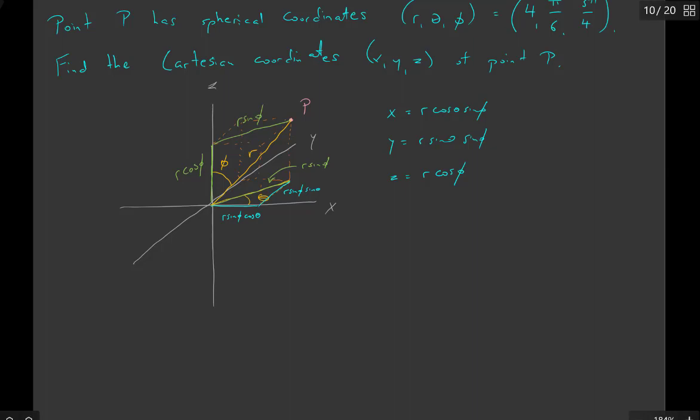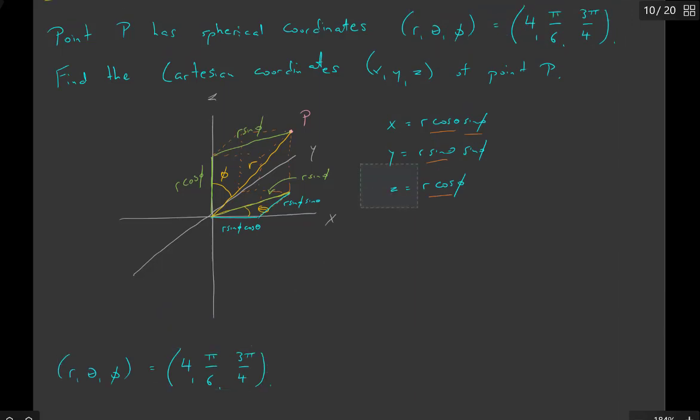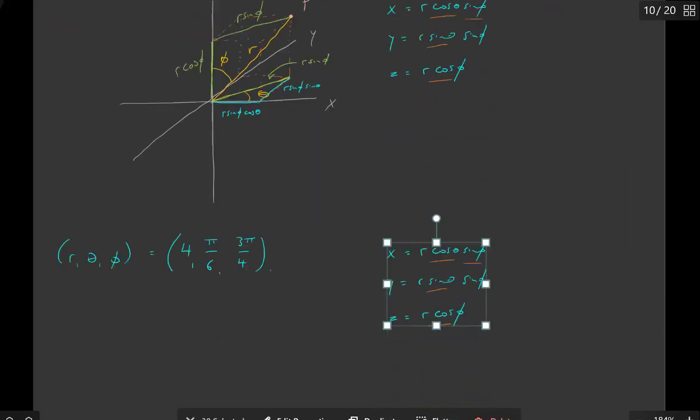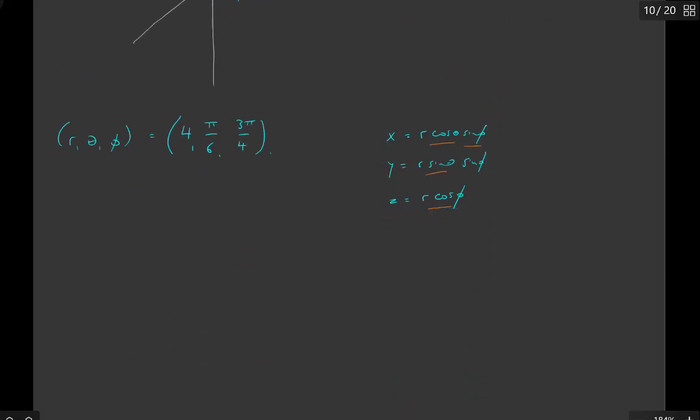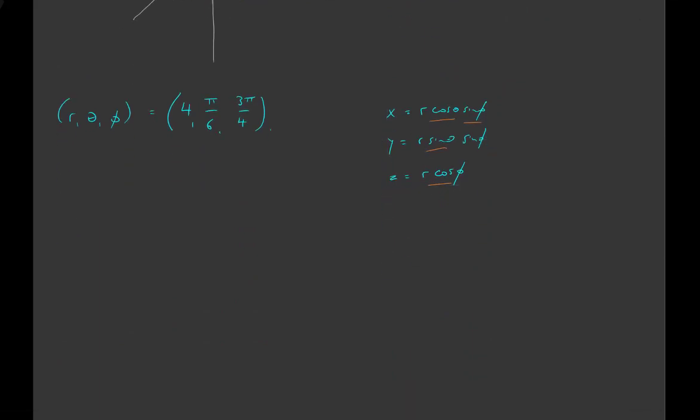So all we really need to do then is work out each of these trig ratios, cosine of theta, sine of theta, sine of phi, and cosine of phi. And then we'll be able to work out x, y, and z. So let's copy this to bring with us down here. And we might as well bring these two. All right, so let's find the x, y, and z coordinates of this point.